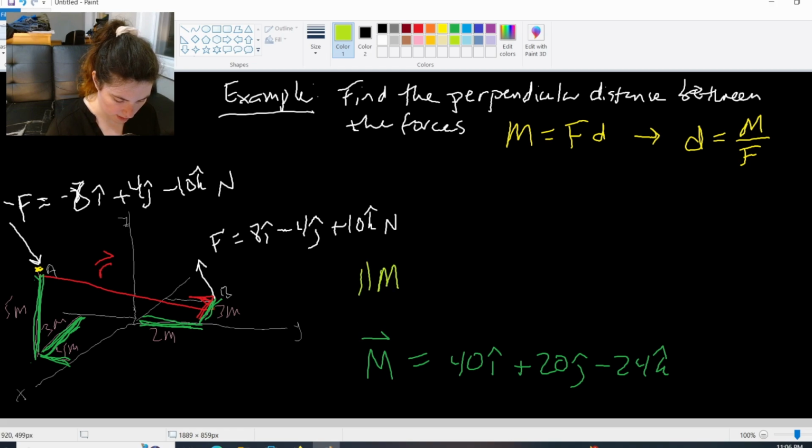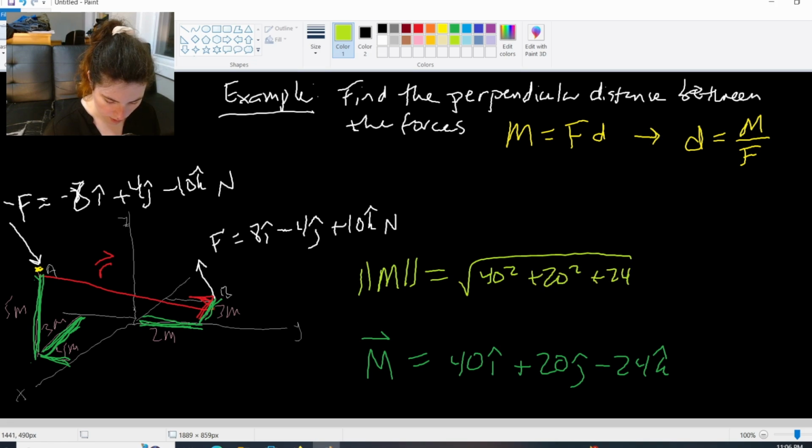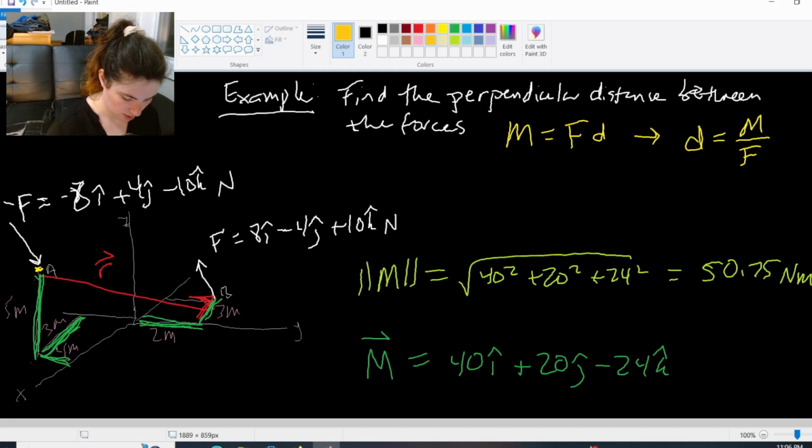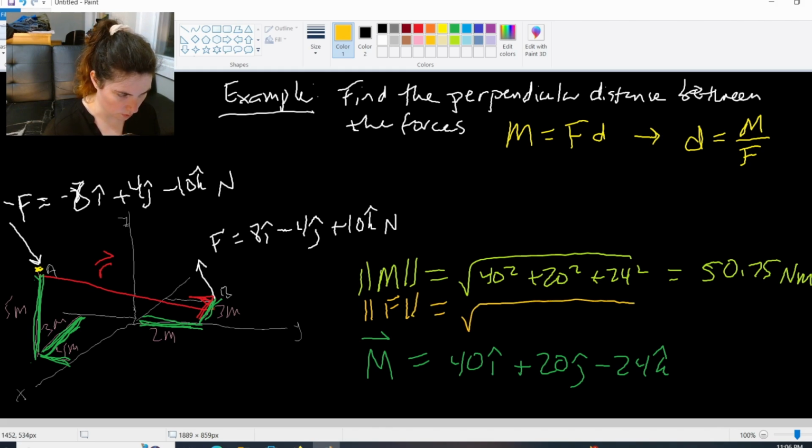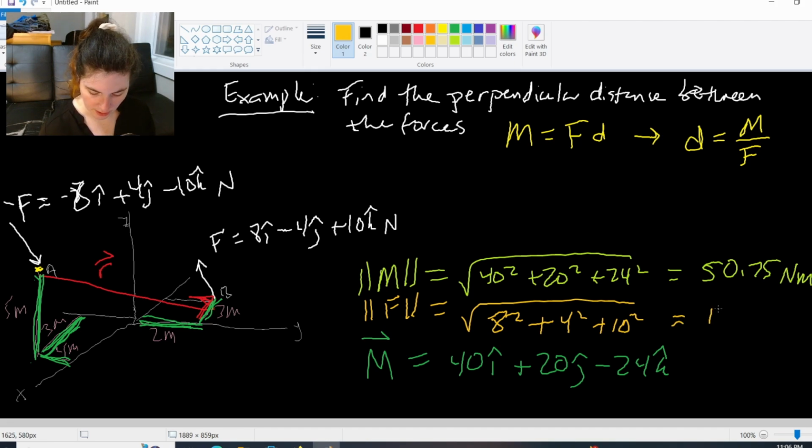The magnitude of the moment is just the square root of the squares: square root of 40 squared plus 20 squared plus 24 squared. And that gives me 50.57 newton meters. And the magnitude of my force, again square root of the squares, my components were 8 squared plus 4 squared plus 10 squared. If I square root the squares there, I get 13.41 newtons.